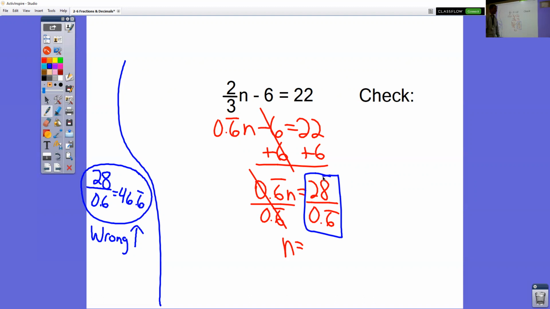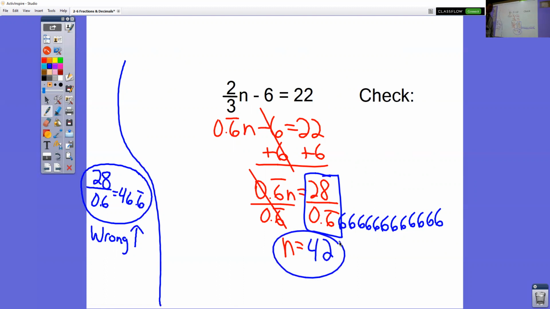What you need to be typing into the calculator is 28 divided by 0.66666666. You can't just type in 2 of them. You can't type in 3 of them. Fill up that whole screen with sixes. As many sixes as you can fit. So 28 divided by 0.66666666, you should get n equals 42.